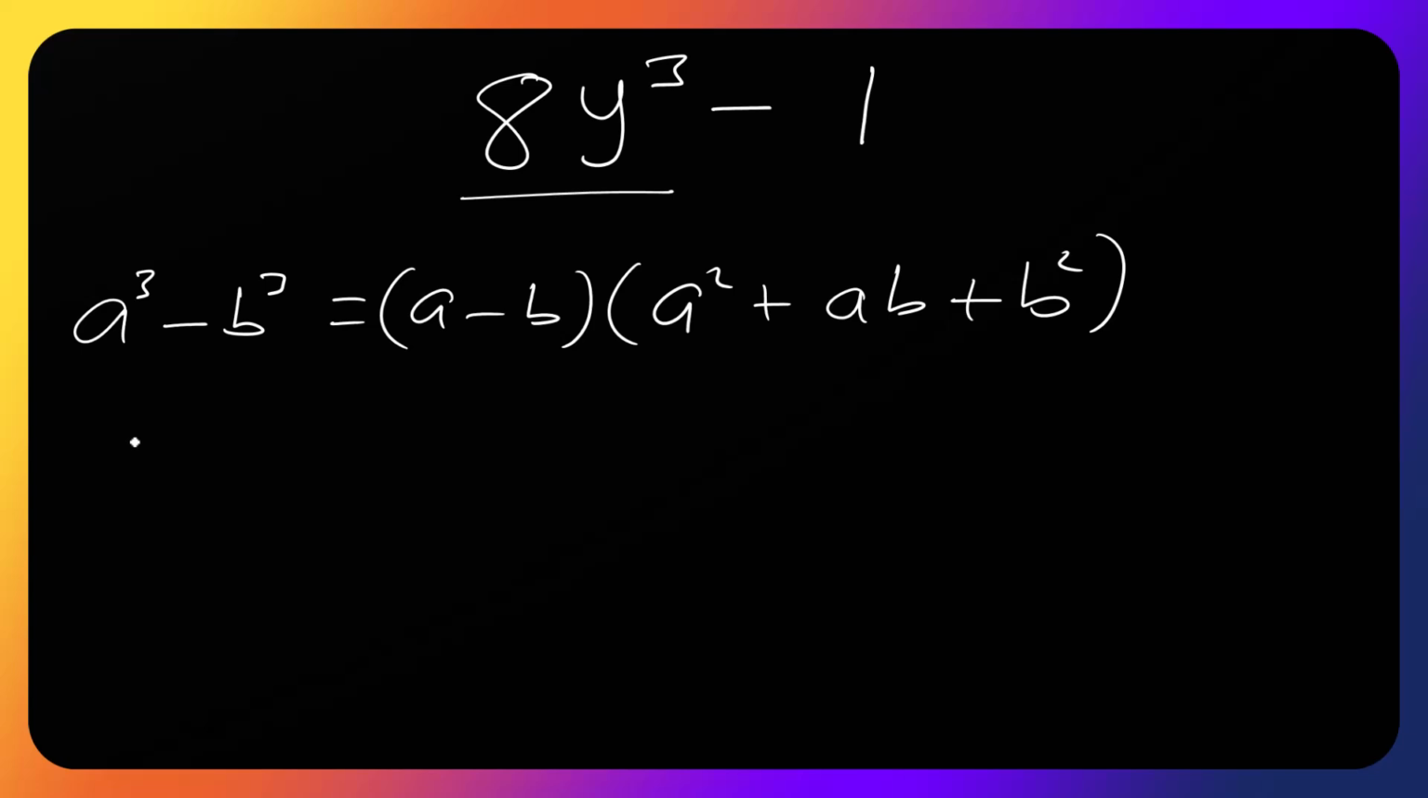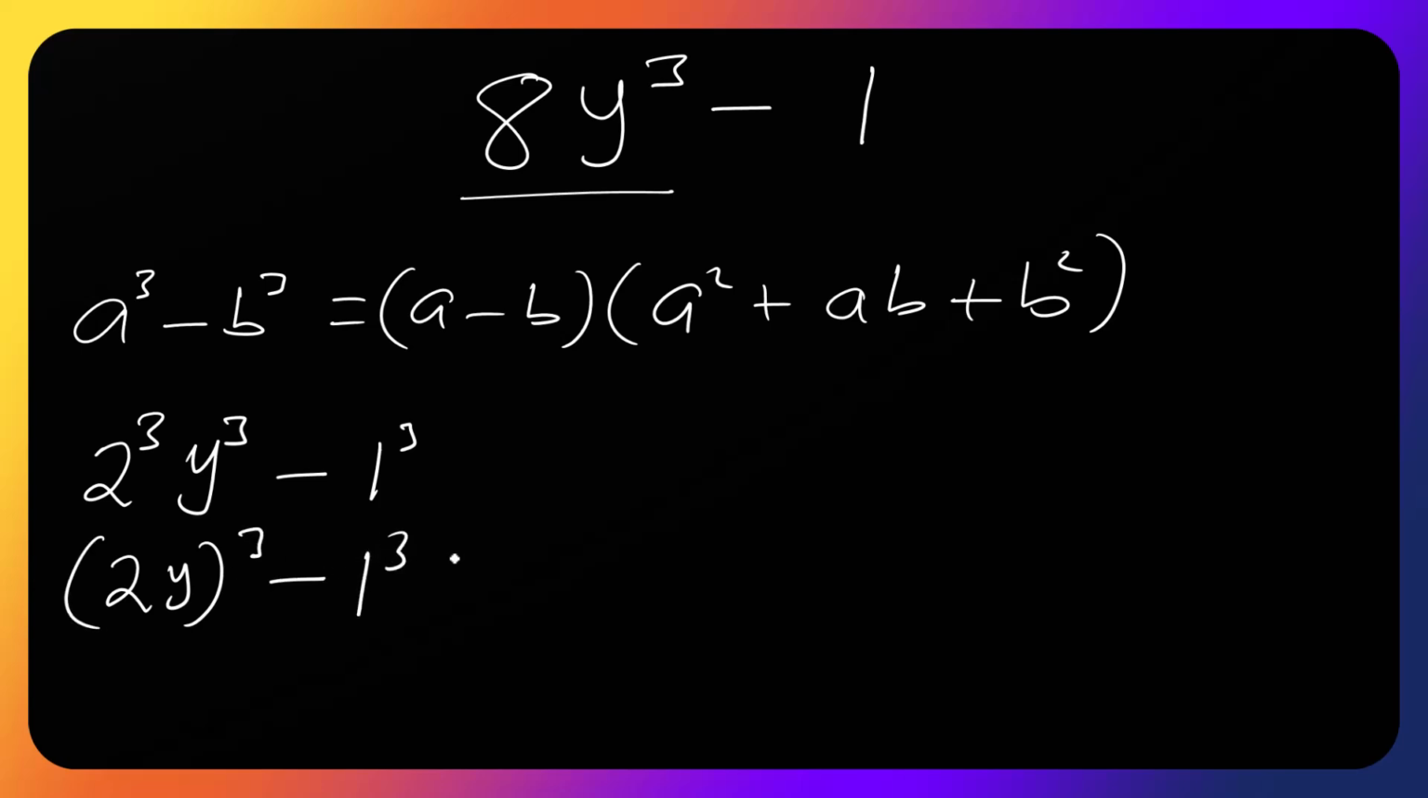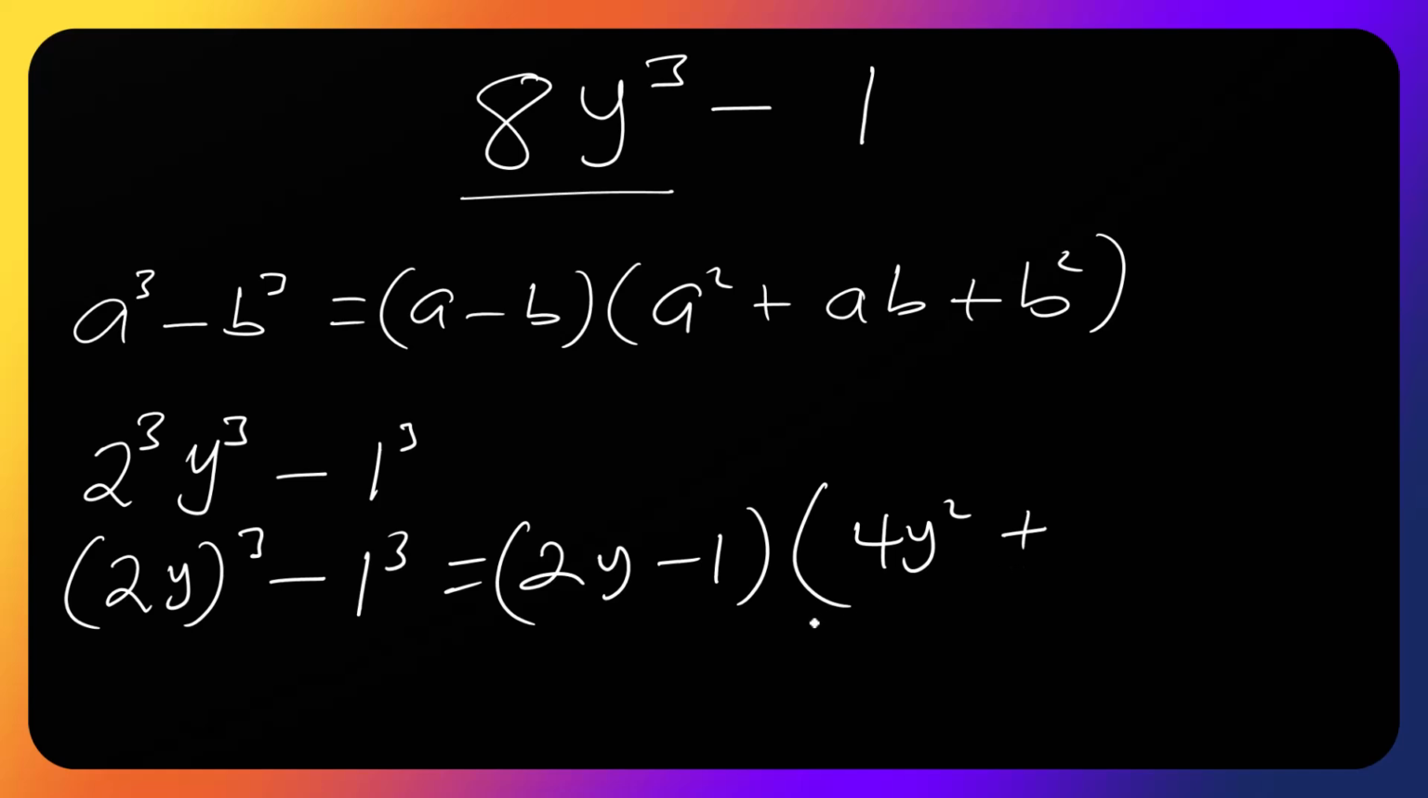So my 8y cubed, my 8 can be written as 2 to the power 3, and we have y cubed minus, so 1 can also be written as 1 cubed. And we can have this as 2y all cubed minus 1 cubed. So we have 2y minus 1, then we have this one squared, that will be 4y squared plus the product, 2y plus 1 squared is 1.